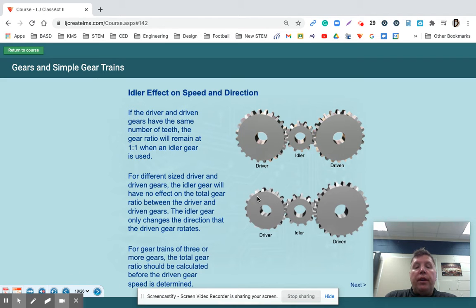So if the driver gear goes in a clockwise rotation, the idler gear would be forced to go into a counterclockwise rotation. Thus, the driven gear would end up going in the same direction as the driver gear. So clockwise, counterclockwise, clockwise. For gear trains of 3 or more gears, the total gear ratio should be calculated before the driven gear speed is determined.